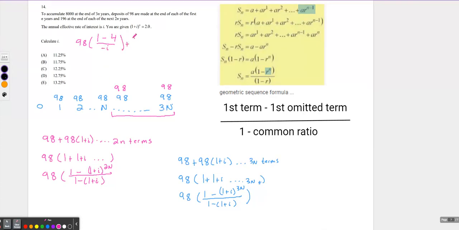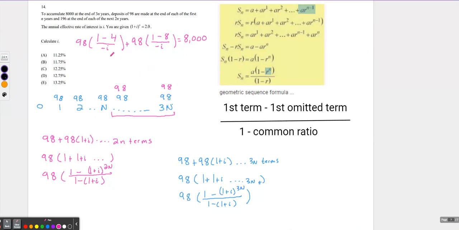And then I have plus 98. And this one is going to be 1 minus 2 cubed, right? Because it's (1+i)^3n. So I get 1 minus 8 over negative i. And that's going to have to equal 8,000. So it's just a linear equation. A lot of people are really, really good at this. So I think you're going to be fine from here, but I'll continue to solve it.